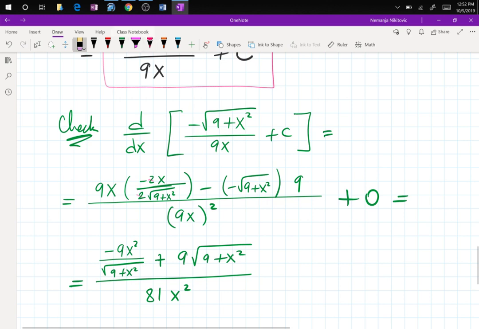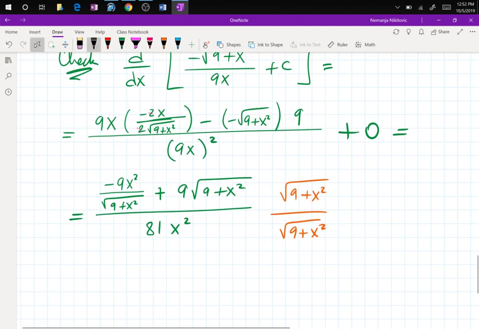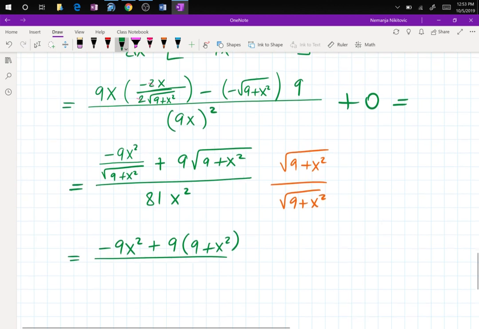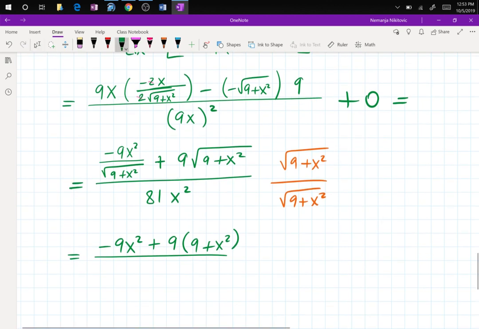So now I'm going to multiply top and bottom by the square root of 9 plus x squared to kill the double fraction. And when I do that, in the first one it will just cancel it, so I just get negative 9x squared. On the second one it will be plus 9, and then this will be 9 plus x squared, because square root times square root, it gets cancelled. And then over here I have 81x squared times the square root.